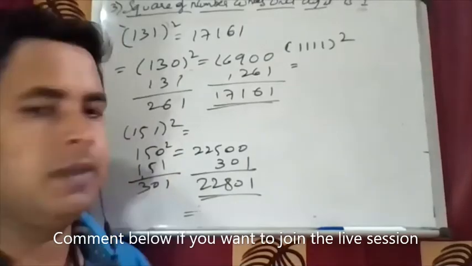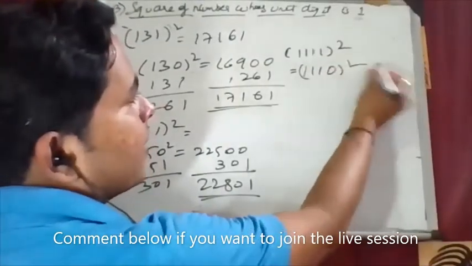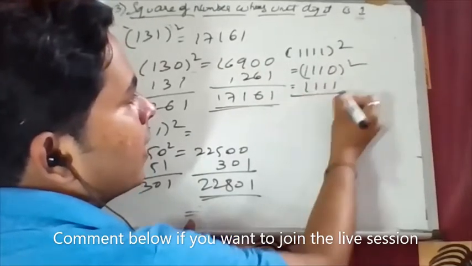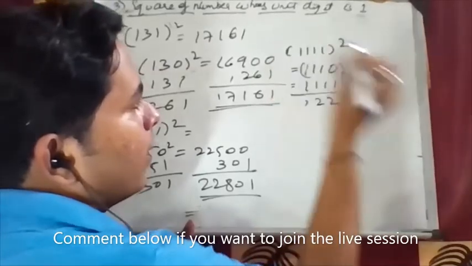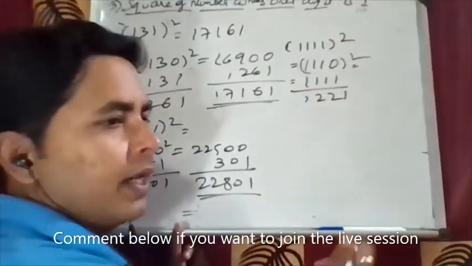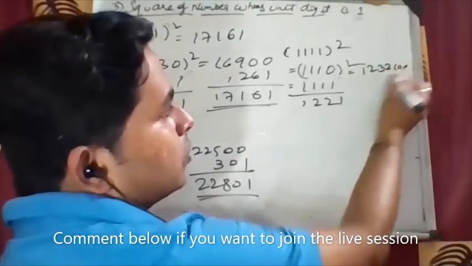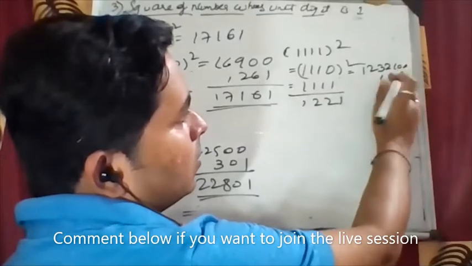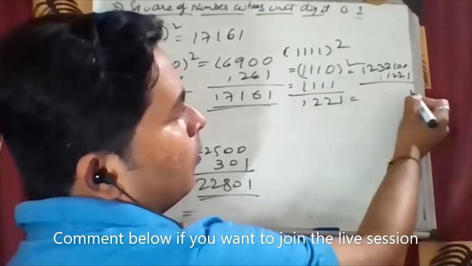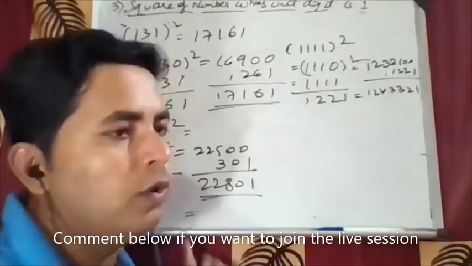1111 square. So first, what you have to do is find the base, 110. Then what do you have to do? Add 111 to it, 1221 will come. What will be the square value of 111? So we will get 12321. Add these, 1221, so you'll get an answer as 123, 342, 123.